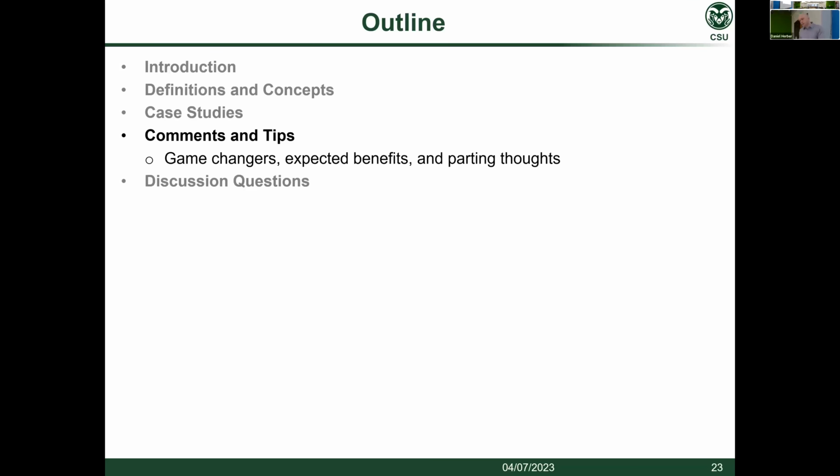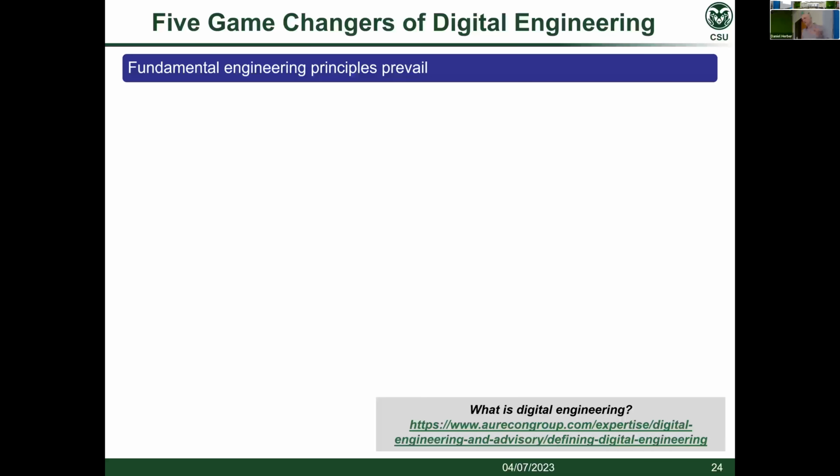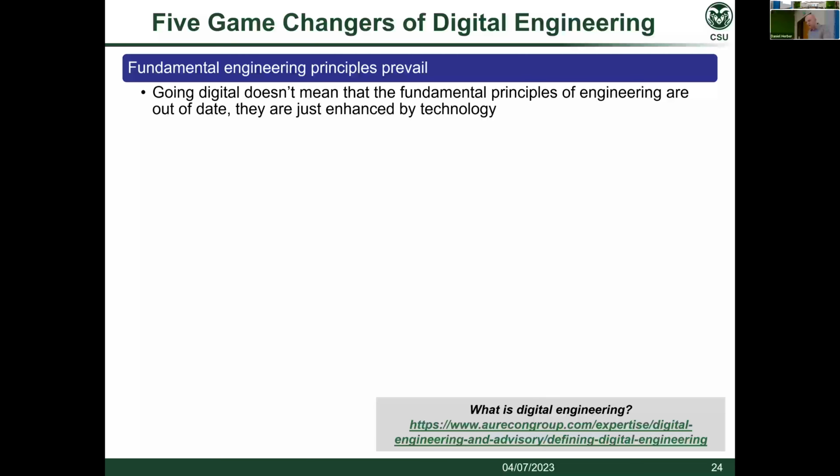Okay, so some comments, tips, game changers, effective benefits, a bunch of concepts here to conclude this discussion. What are some key game changers of digital engineering? Well, it still puts forth that fundamental engineering principles prevail in this case. It's not redefining some of those core concepts that allow us to do effective system development. We are still doing good systems engineering, good engineering in general. They're just enhanced by technology, and we're able to achieve those fundamental principles in a more effective manner.